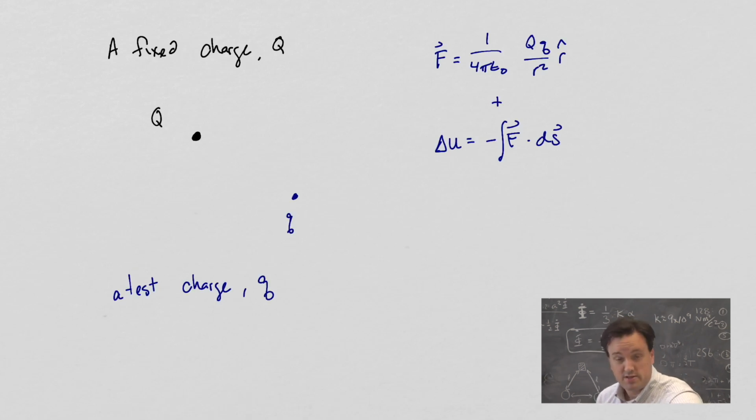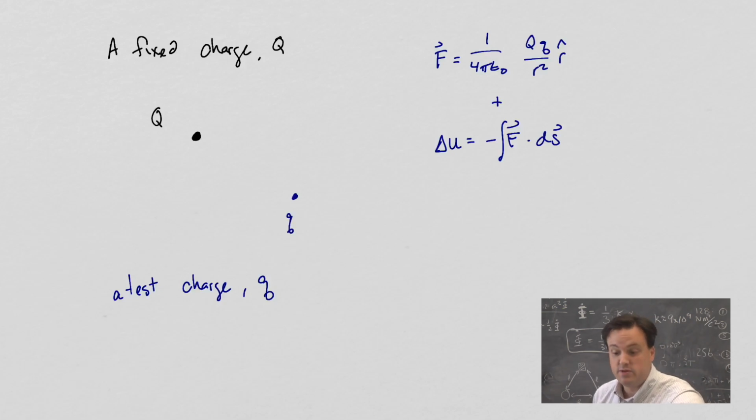If I have two charges, I have some fixed charge that I'm going to call capital Q, and I have some test charge that I'm going to call little q. And of course, I'm going to be studying the test charge, right? That's what we've been doing the last couple of weeks. So what happens when I move that test charge around? Or in other words, what is the work done by the electric force as I move that test charge around?